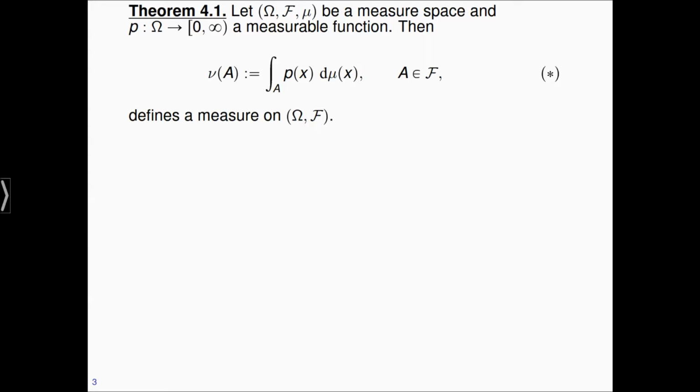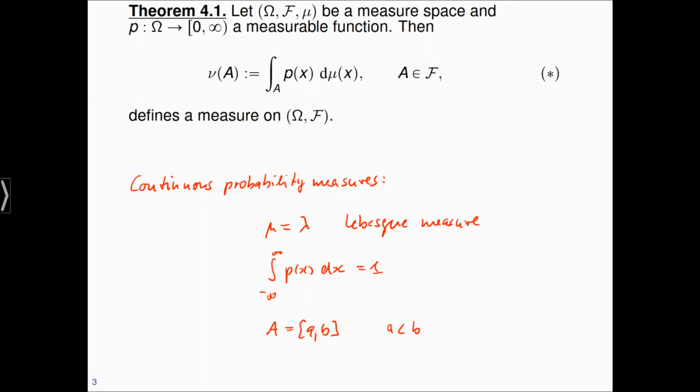Let me remind you that you already know this construction from the case of continuous probability measures. In the case of continuous probability measures, the situation is as follows. So mu equals lambda, the Lebesgue measure. So the reference measure here is the Lebesgue measure. And we additionally demand that the integral from minus infinity to plus infinity of p of x dx is supposed to be 1 because we want our new measure to be a probability measure.